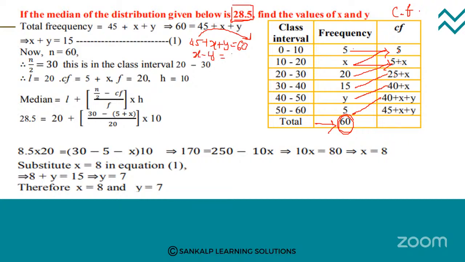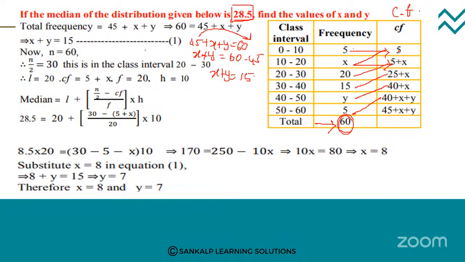Then X minus Y is equal to 60 minus 45. So, X plus Y is equal to 60 minus 45, which is 15. So, X plus Y is equal to 15. This is equation number 1.